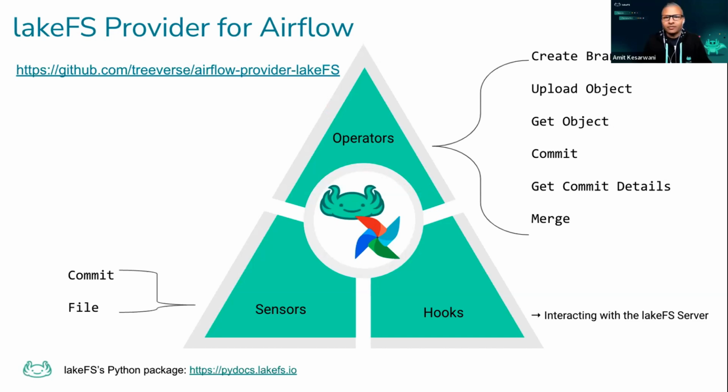Some of the operators that we provide are creating a branch, uploading an object, getting an object, like pulling the object from the repository, committing your data changes, getting the commit details, and merging your changes from your development or ingestion environment to your production data set. All those operators are provided by us. That makes life easier if you are familiar with Airflow operators and the advantages they provide. And then we also provide sensors along with that.